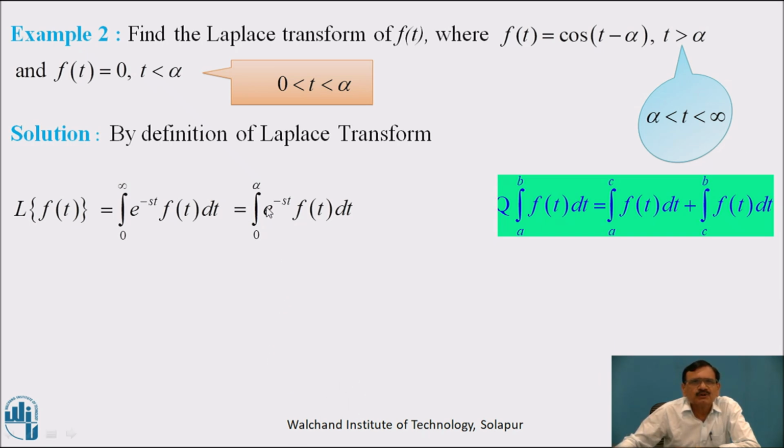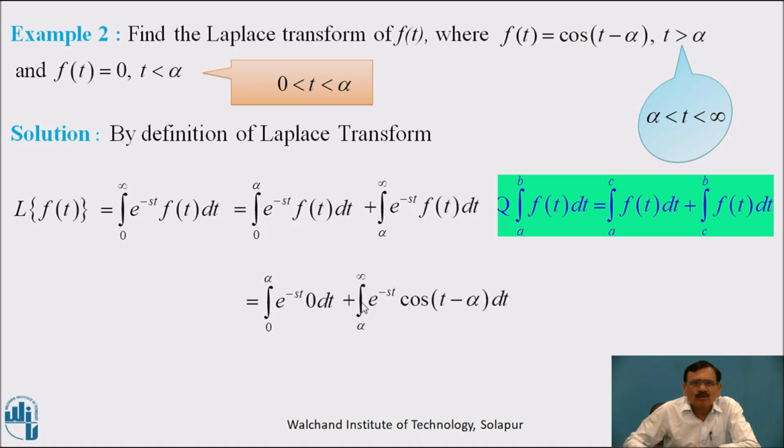and using that we can write, first we will take the limit integration from 0 to alpha e raised to minus st f of t dt plus integration from alpha to infinity e raised to minus st f of t dt, which is equal to integration from 0 to alpha e raised to minus st, and in the interval 0 to alpha f of t is 0, plus integration from alpha to infinity e raised to minus st, and in this case f of t is cos of t minus alpha dt, which is equal to, first value of the integral is 0, integration from alpha to infinity e raised to minus st cos of t minus alpha dt.